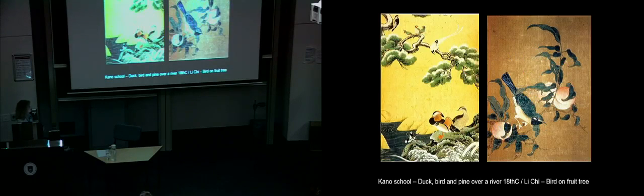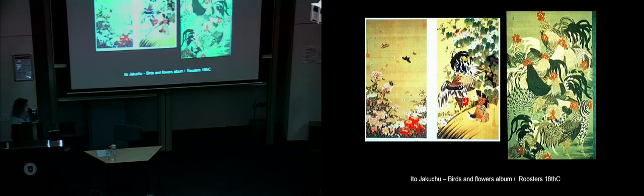Now, birds and flowers were one of the particular motifs in Chinese painting, which then went through to Japan. So we have a Chinese painting here by Li Qi, birds and flowers, and we have one here by the Kano school in Japan with a gold background. And it was one of the forms of painting. You had landscape painting, you had genre painting, which was not so popular, but you also had birds and flowers, which was a very popular category.